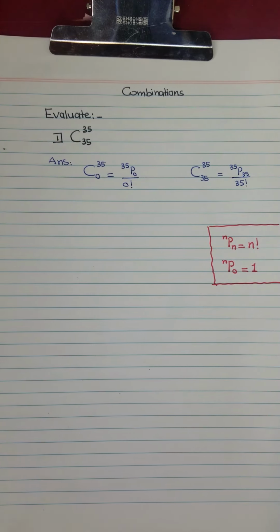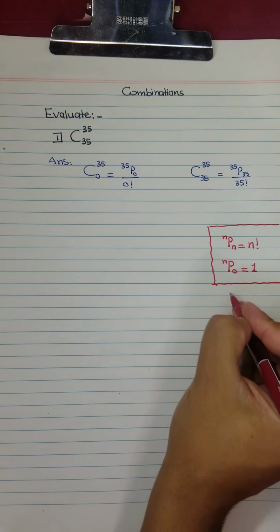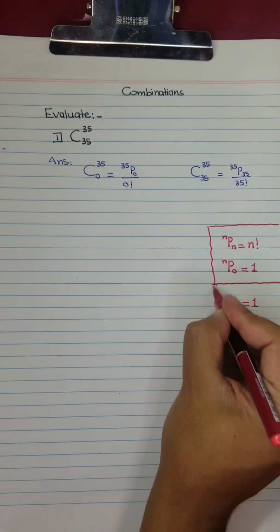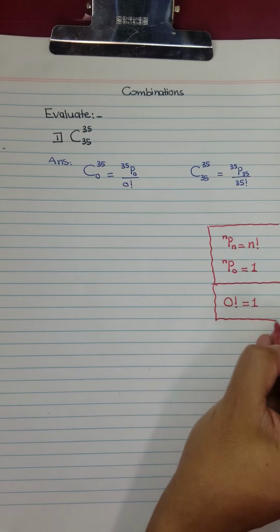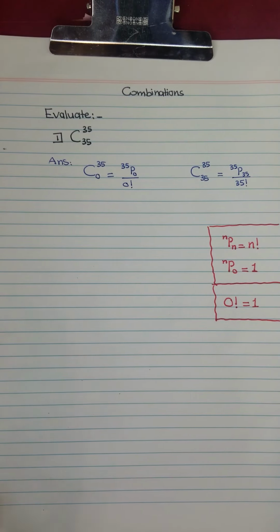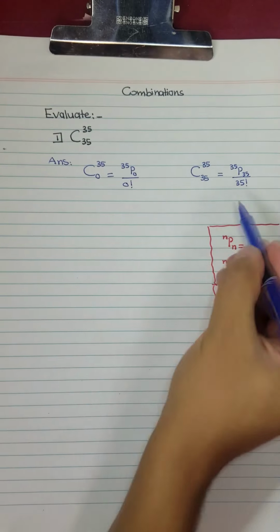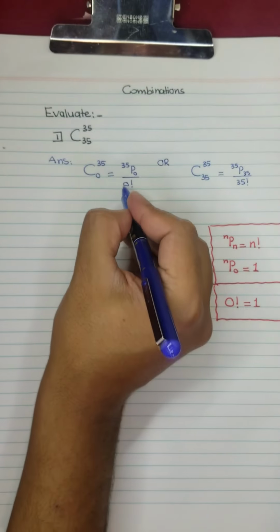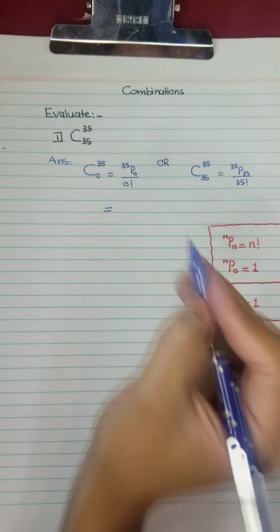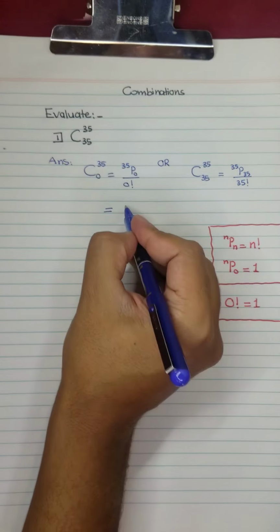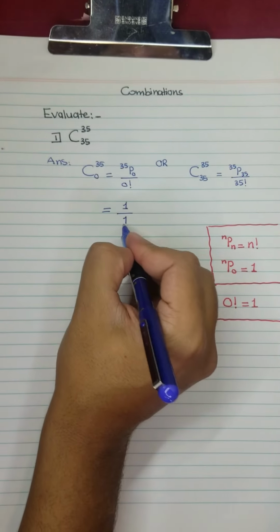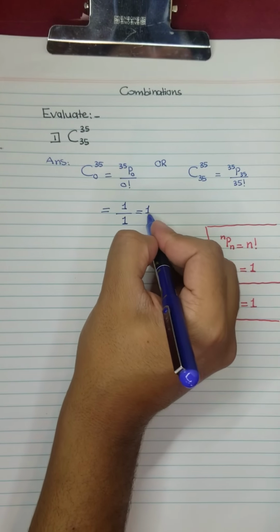And from the lesson before, I think we talked about 0 factorial being equal to 1. I gave you this once when I gave you the list of factorials at the beginning of the lesson of permutation. So using these properties, we can get the same answer from both methods here. Let's see how. If we're using this method, 35 permutation 0 is actually n permutation 0, and that's going to be 1 over 0 factorial. 0 factorial is 1, and 1 over 1 is equal to 1. So the answer is 1.